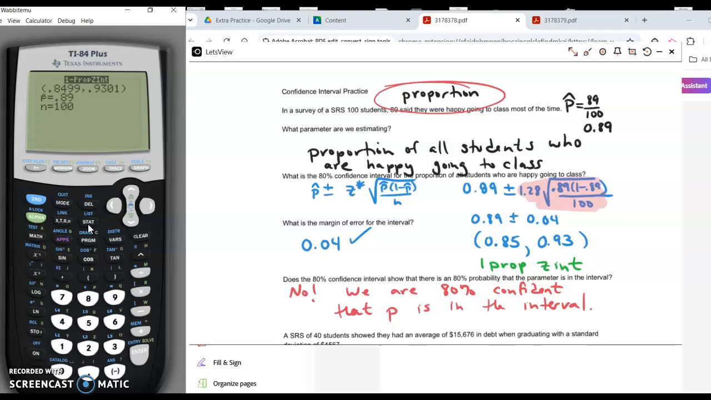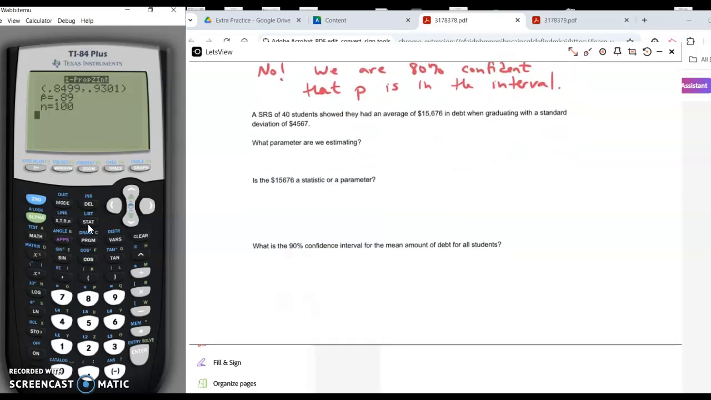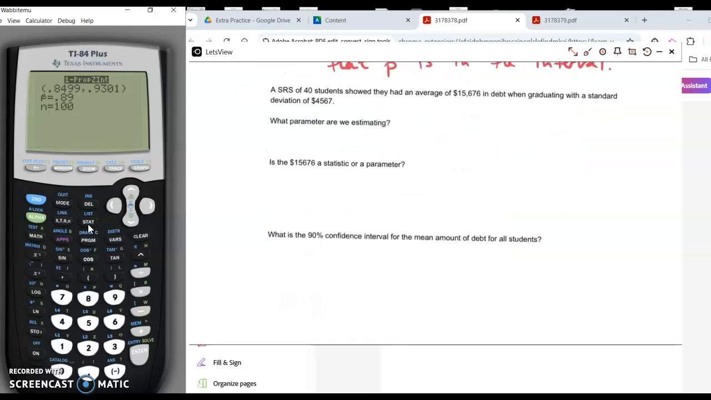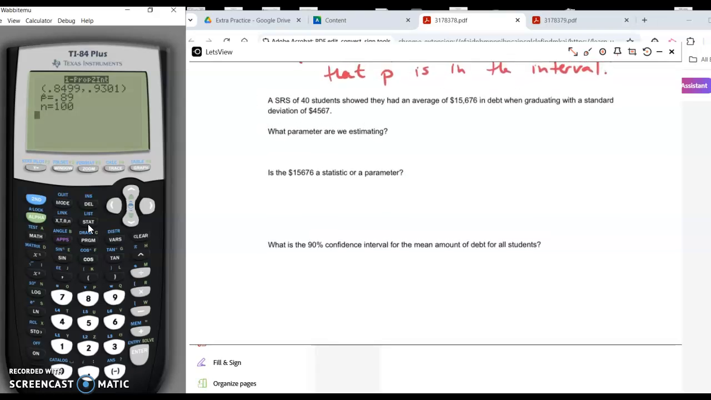So obviously the other kind of thing we could have to do is a problem about a mean. And so the second problem is about a mean. A simple random sample of 40 students showed they had an average. So mean is an average. So there's one of my keywords.